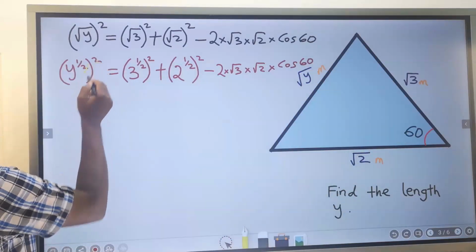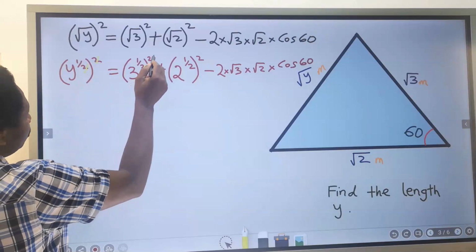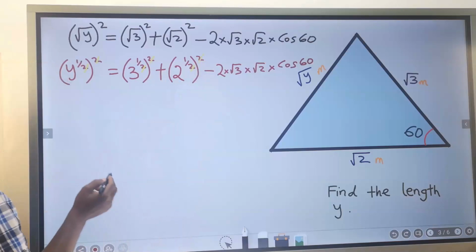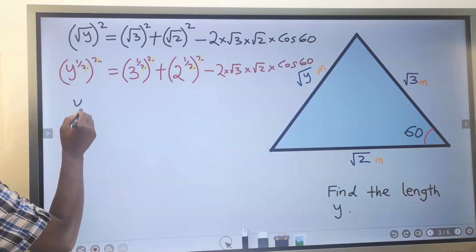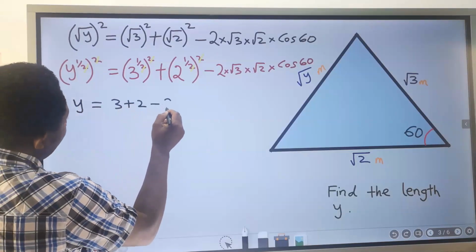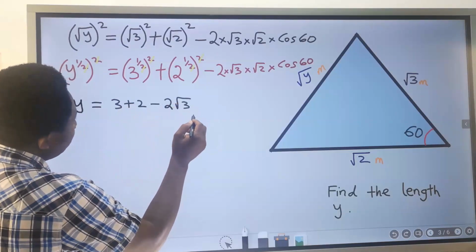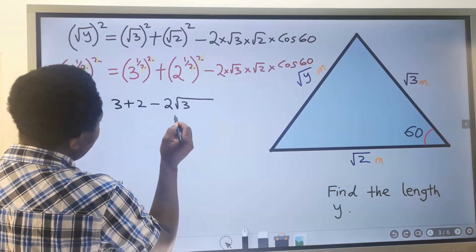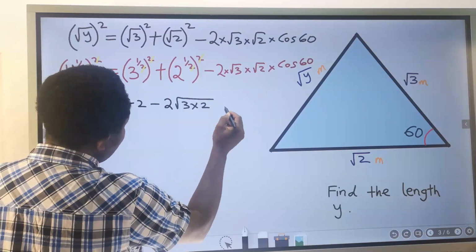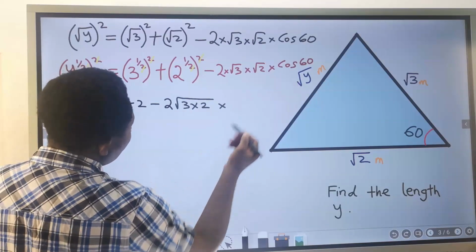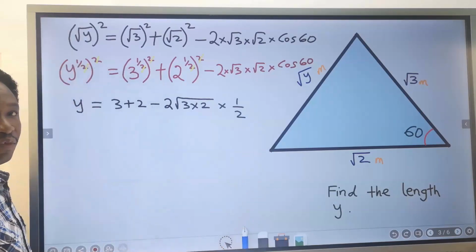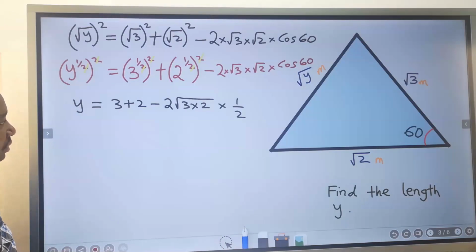Next, these 2 will take away these 2. These 2 will take away these 2. And these 2 will take away these 2. Here we are left with y is 3 plus 2 minus 2 the square root of 3 times, inside the square root we are going to multiply this, then times, instead of cos 60 I will have 1 over 2 from the special angle formula.